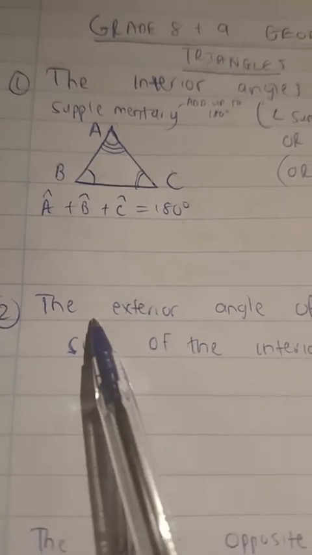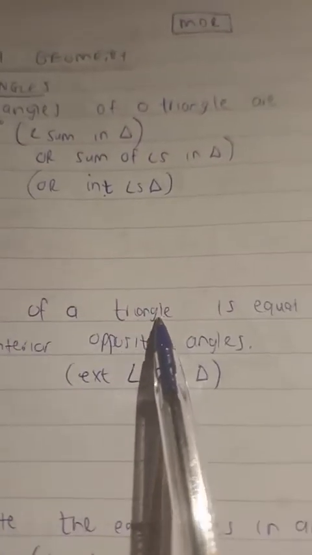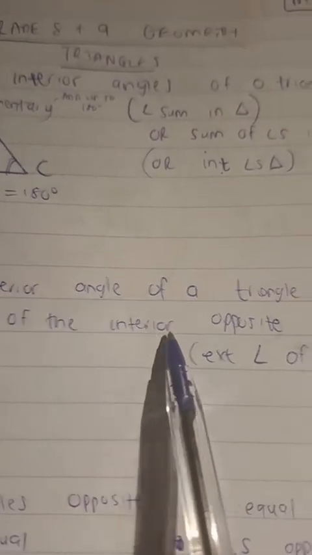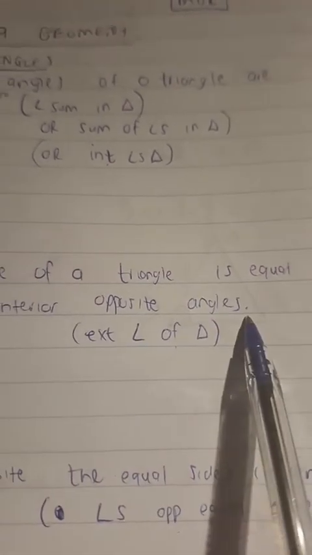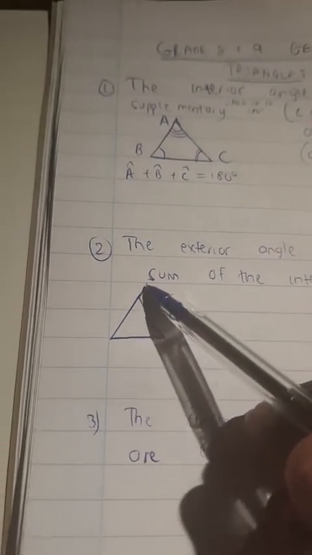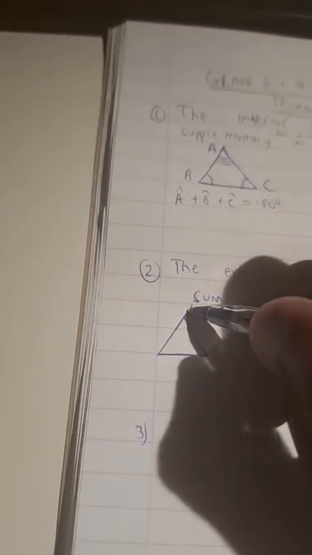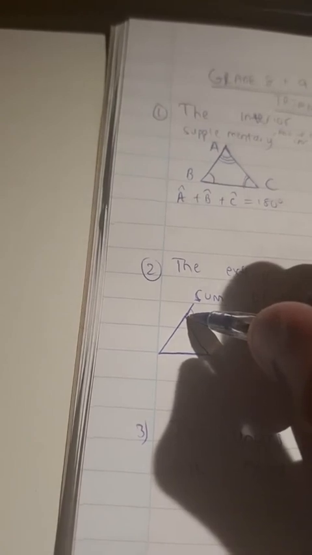Statement number 2. The exterior angle of a triangle is equal. Now, here's a word: exterior. This word exterior means outside. Interior means inside, but exterior means outside. The prefix in English, ext, means outside. So the exterior angle of a triangle is equal to the sum of the interior opposite angles.